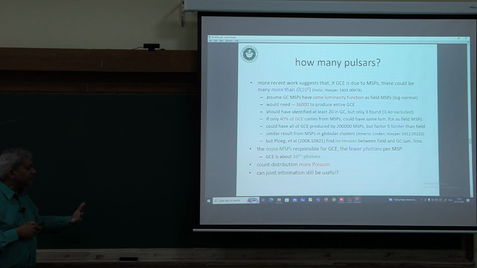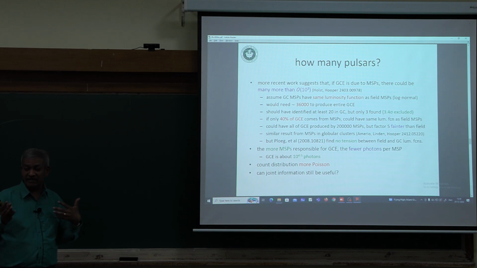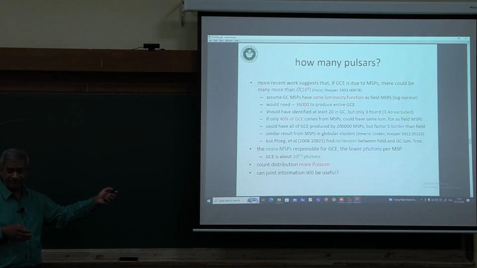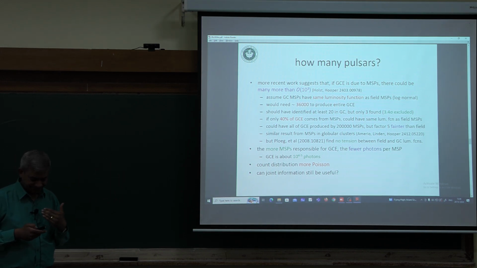Now, why that matters is that if more millisecond pulsars are responsible for the galactic center excess, then you're going to see fewer photons per millisecond pulsar. Okay? In particular, the galactic center excess is only of order 10 to the 4, 10 to the 5 photons. So around the order of millisecond pulsars you might have here, which means this is going to start looking much more Poisson. And as we saw, where this correlation between energy and angular and spatial information becomes important is when it's non-Poisson. So does it still help you to use that information as you make these count distributions more and more Poisson?